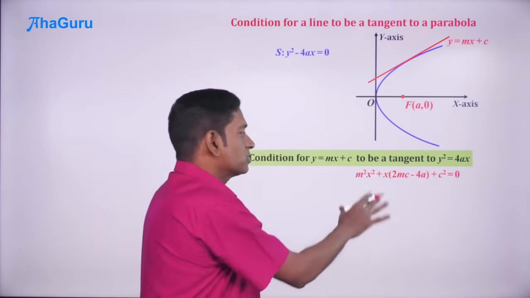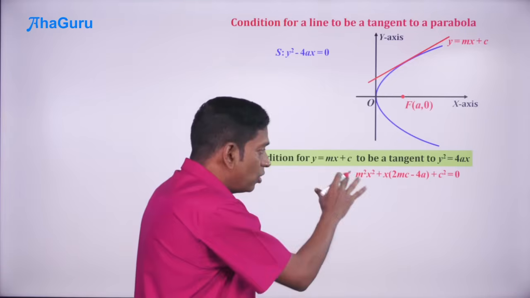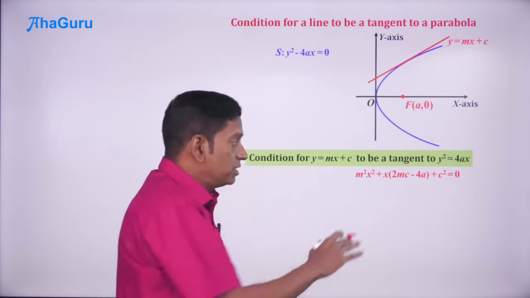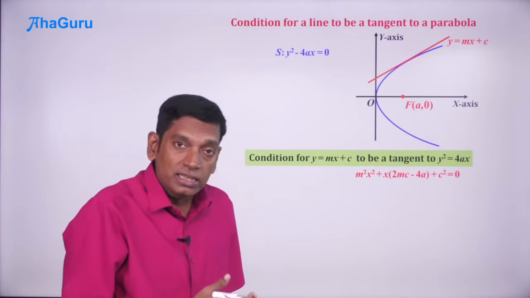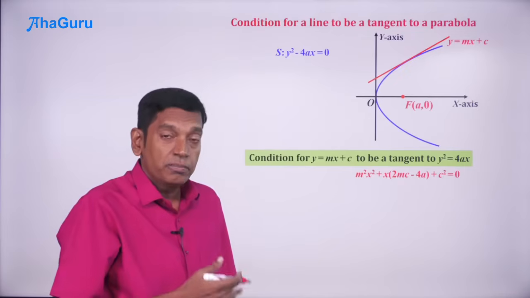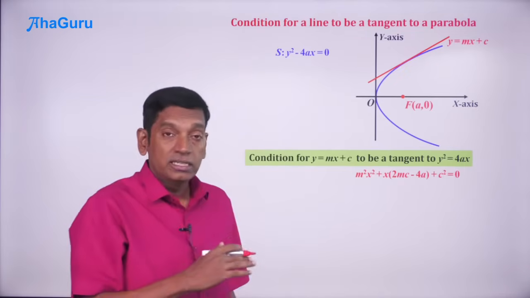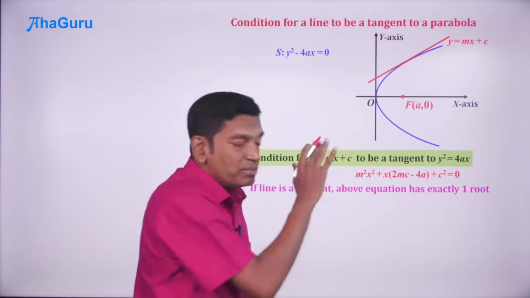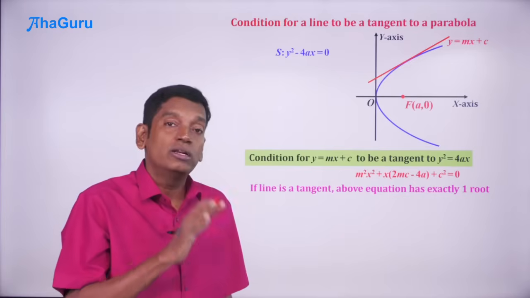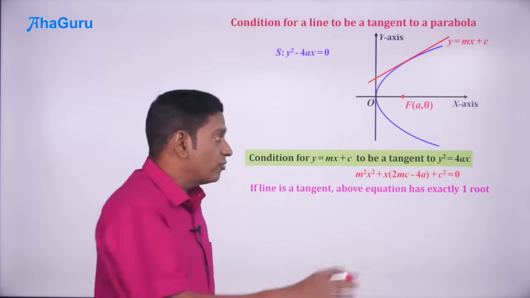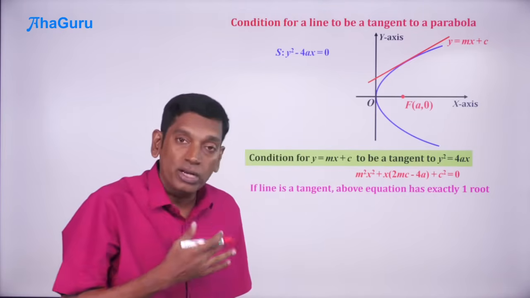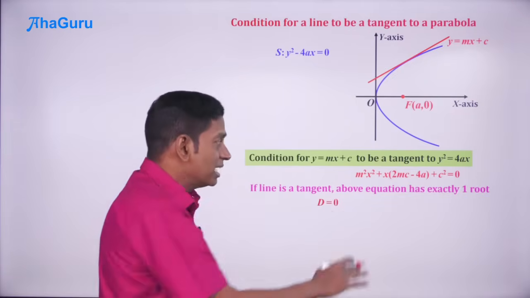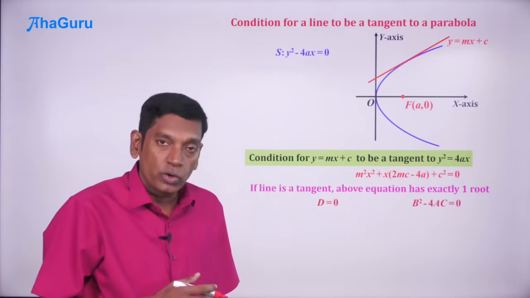So, this is a quadratic we got when we tried to solve for the intersection points. Now, if this quadratic has 2 roots, then it means there are 2 intersection points, but we want the line to be a tangent. That means for the line to be a tangent, the equation must have exactly 1 root. Now, what is the condition for an equation to have exactly 1 root? Correct, the discriminant must be 0. And what is the discriminant? It is B squared minus 4AC equals 0.